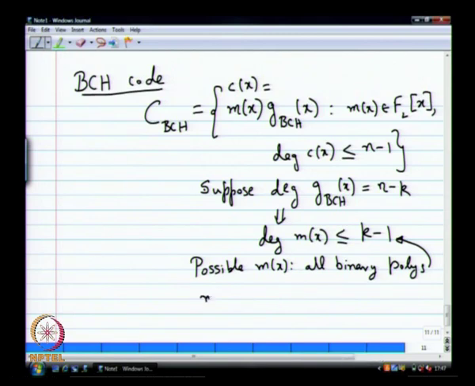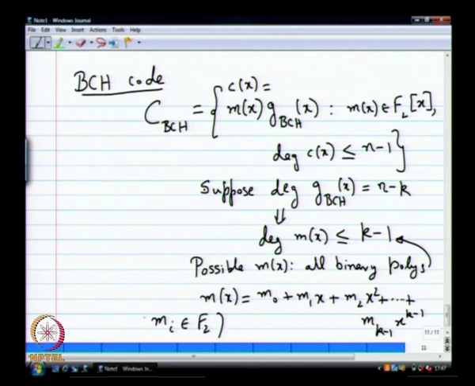Now what is m(x) then? m(x) is m0 plus m1 x plus m2 x squared and so on till m_{k-1} x to the power k minus 1, and each m_i is in F2. So how many possible code words can I have? 2 power k. So what is the dimension of the code?